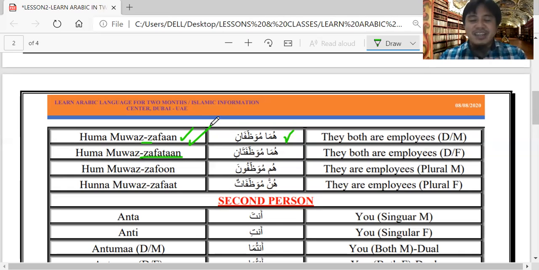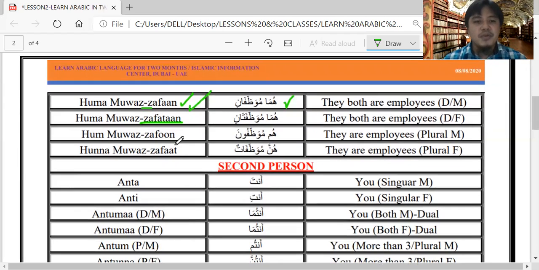Or if I want to say that they both are engineers, I will say Muhammad wa Khadija huma muhandisan, not muhandisatan. Because muhandisatan is for two females. For two females, Aisha wa Zainab huma muhandisatan. For teacher, I will use huma mualliman. For two females, I will say huma muallimatan, and like that.